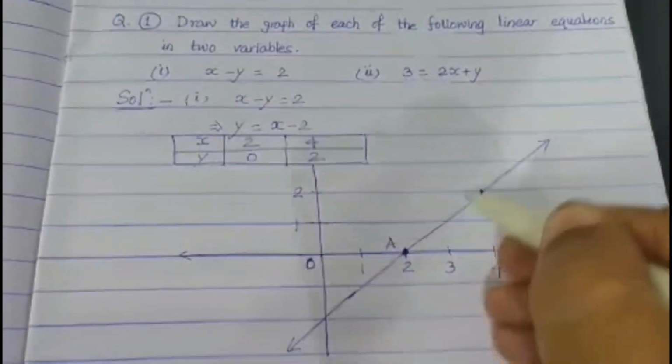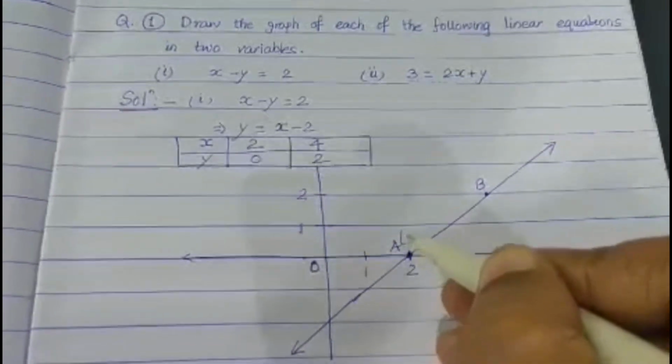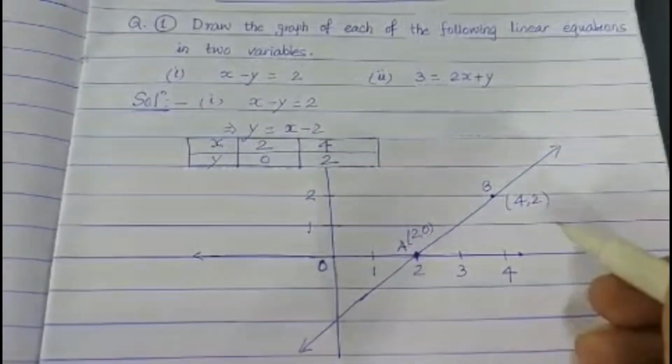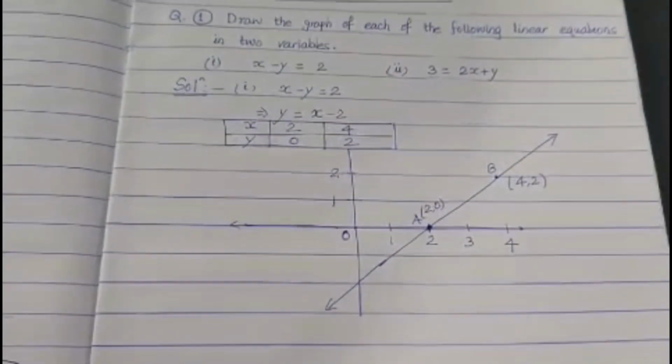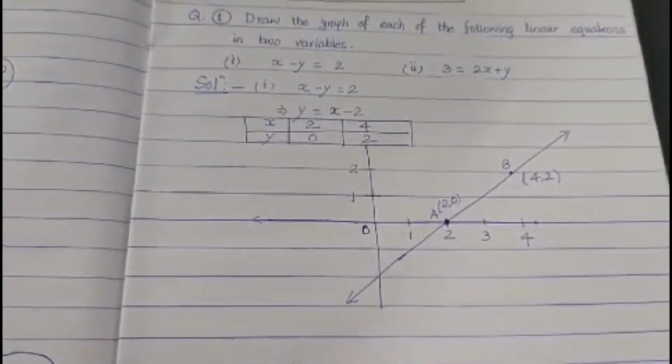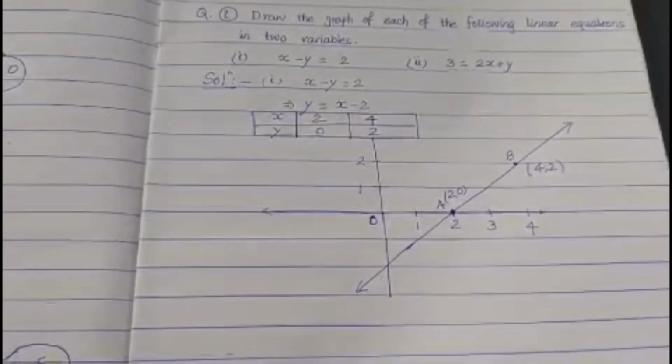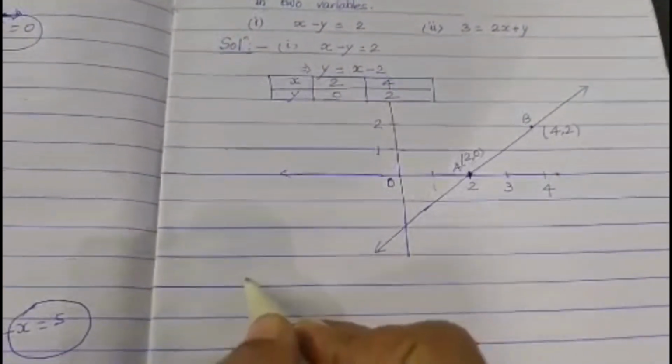So this is A and this is B. This is 2, 0 and this is 4, 2. So this will be the required graph of x minus y equal to 2. Okay, I hope this is clear. Now let's do the second one.